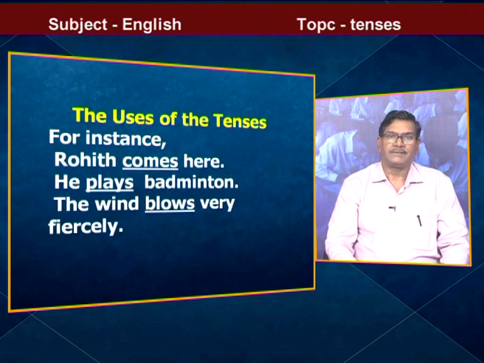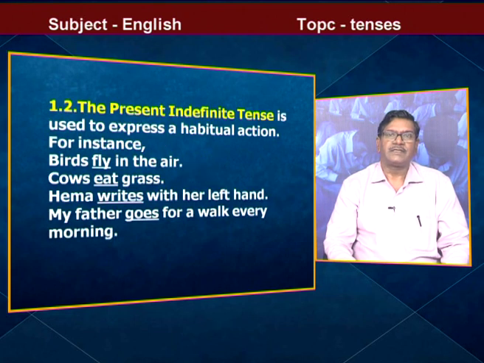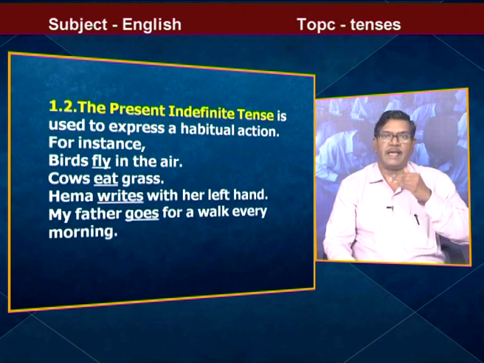Rohit comes here. I am waiting for him. He plays badminton. The wind blows very fiercely. The things which happen at the time of speaking. When we are expressing these things, these things are happening. So, these happen at the time of speaking. The present indefinite tense or simple present tense is used to express a habitual action.